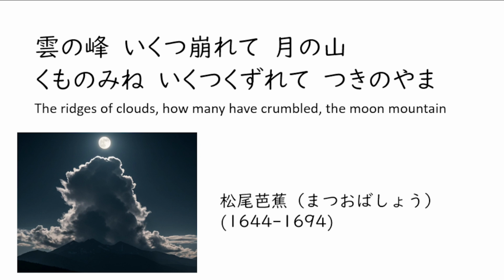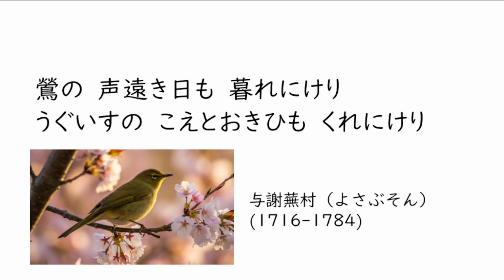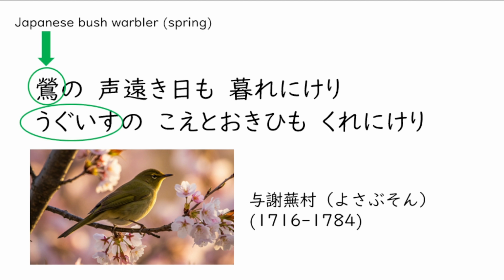Let's look at another haiku. This one is from Buson, another famous haiku poet from the Edo period. うぐいすの声遠き日も暮れにけり。The kigo in this case is uguisu, which is a greenish bird known for its beautiful voice.